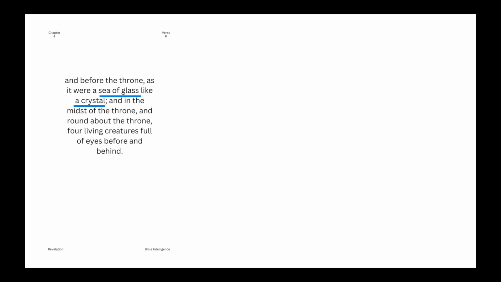Going up to verse 6, it says, "And before the throne, as it were, a sea of glass like a crystal." And let's maybe stop there before we go into the other part. But I'm just thinking, it's like we've just had a rainbow. We've just had lightning, thunder, fire, and now we've got a sea of glass. It's like, what's happening here? There is so much imagery.